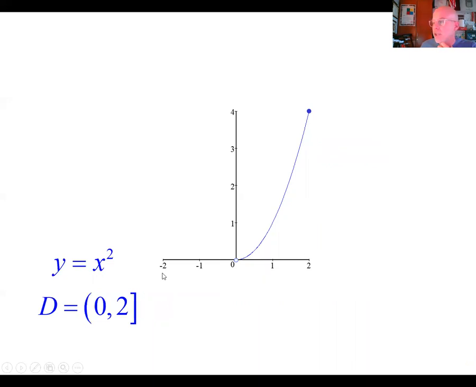Well, what about this situation, where one side is closed and the other side is open? So where is the absolute minimum value?